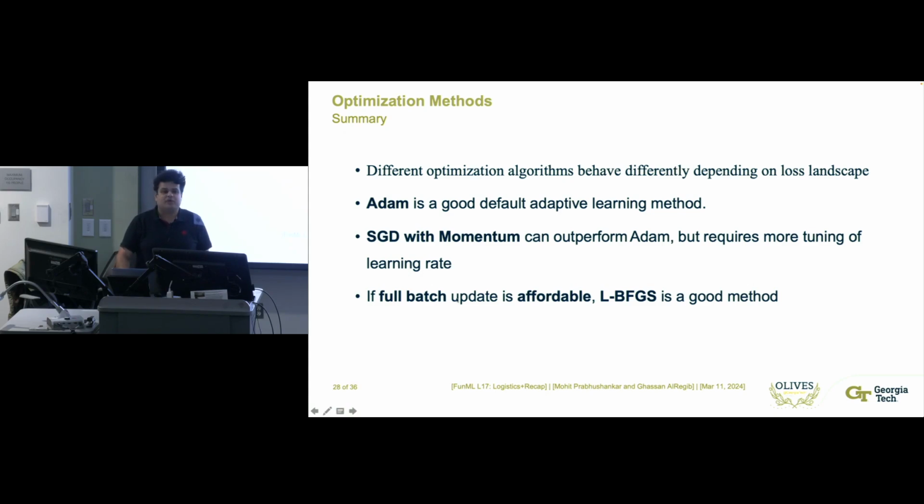Full batch update would require that the size of your data is small. So anything, even CIFAR10 or MNIST, which is 28 cross 28, you won't be able to use LBFGS. But if it's something like a much smaller 8 cross 8 or 11 cross 11 image, then it's easier. Or it's possible to use something like LBFGS within your optimization framework. We'll see that more when we talk about autoencoders.